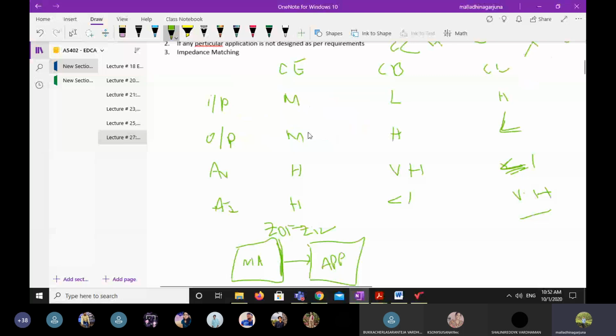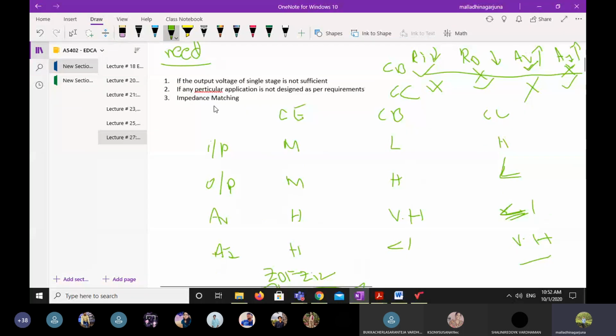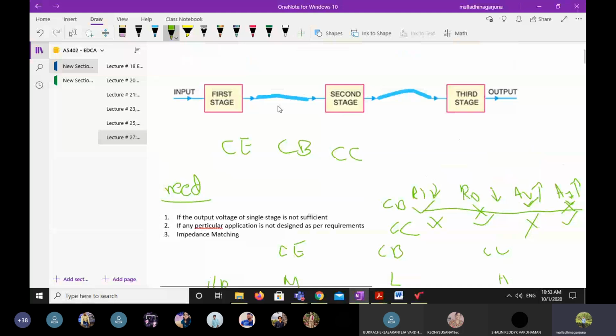These are the reasons why we are going for multi-stage amplifiers. So this is the reason for going to multi-stage amplifiers. I'm taking first stage, second stage, third stage, and so on. It's not restricted to the third stage, and you can keep on going.